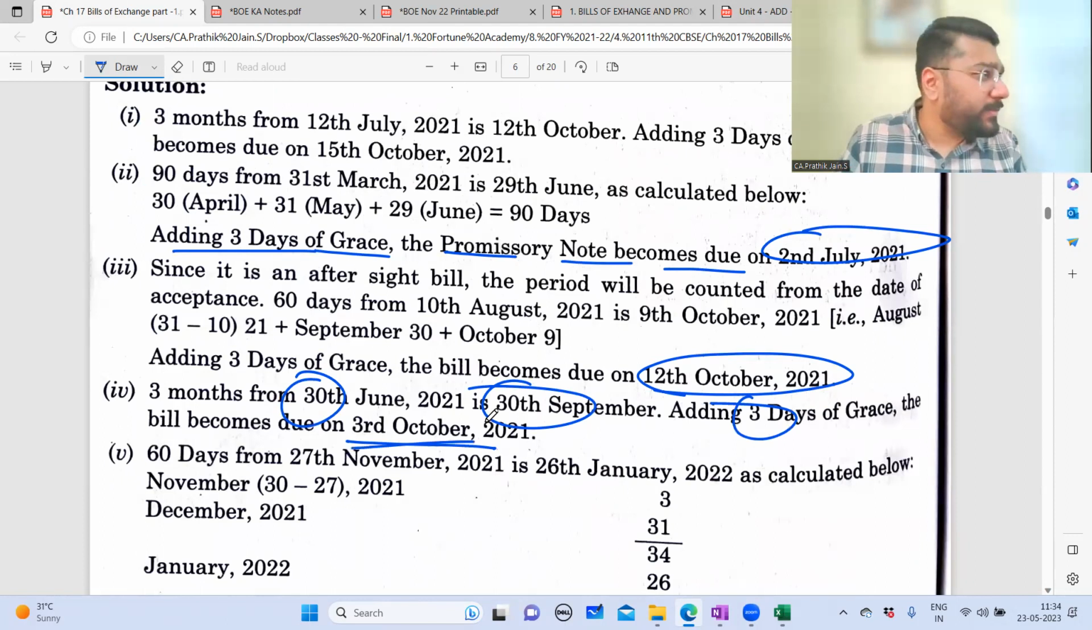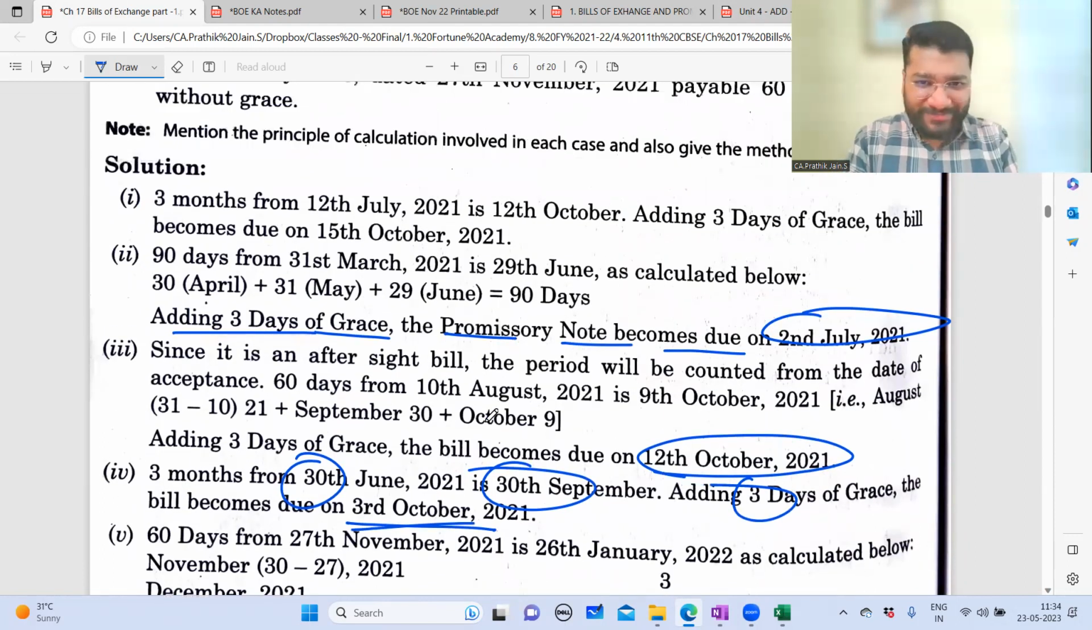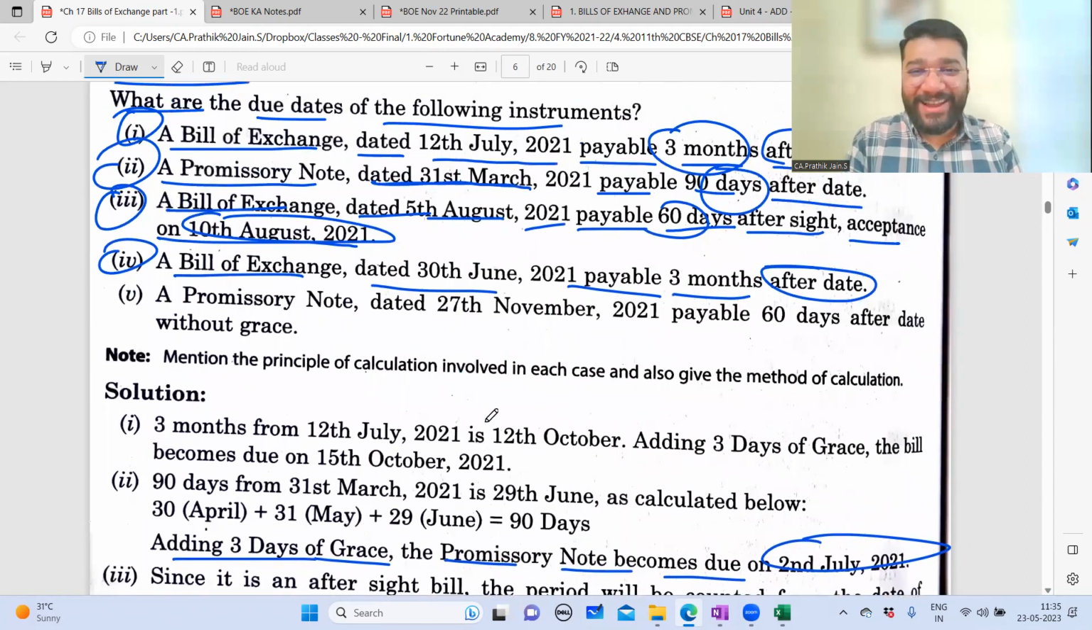Very simple, pure mathematics. If you don't know mathematics, I can teach. Jain.S say, sir.